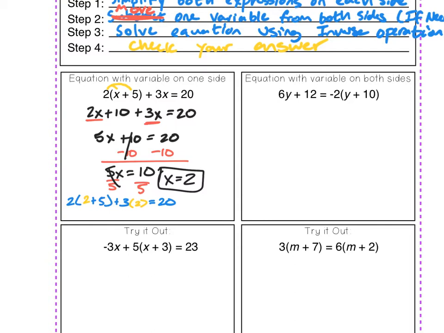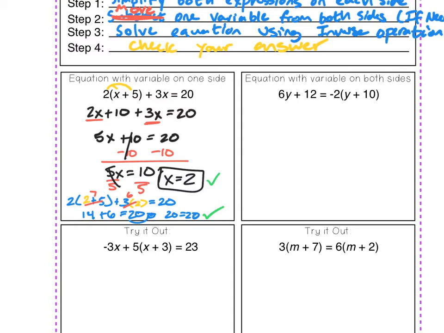2 plus 5 becomes what in here? 7. And 2 times 7 is 14. Over here, 3 times 2 becomes 6. So it's 14 plus 6 equals 20. And if you simplify that, you would get 20 is equal to 20. That is a true statement, so that means that answer is good. That's what it means to check.